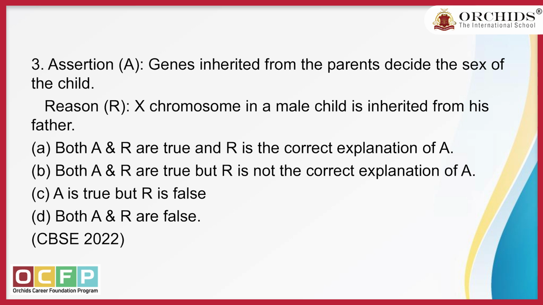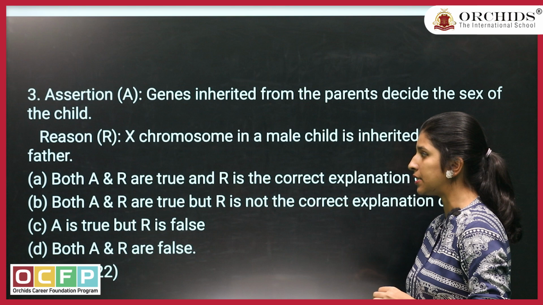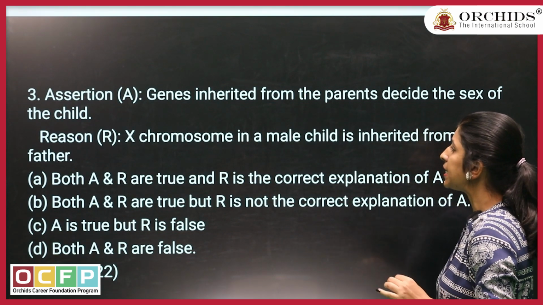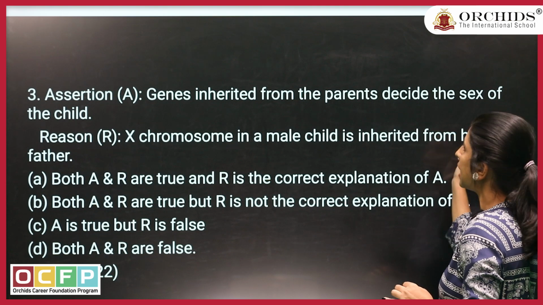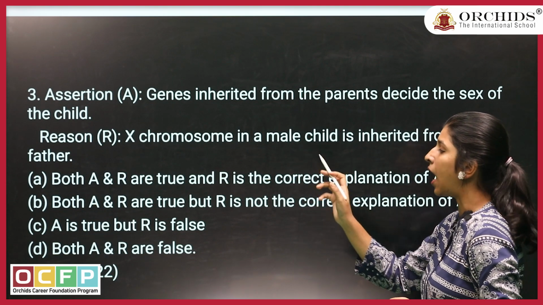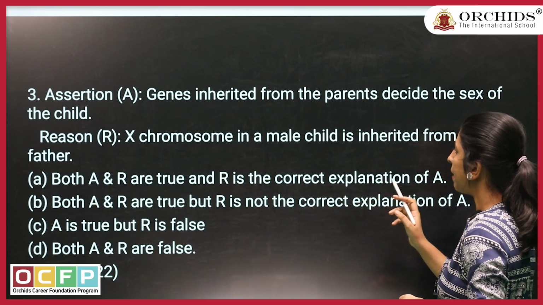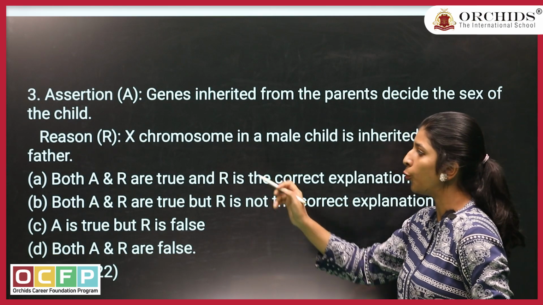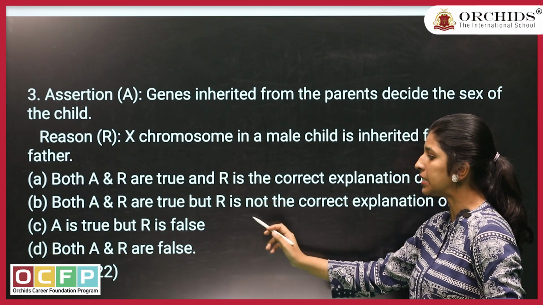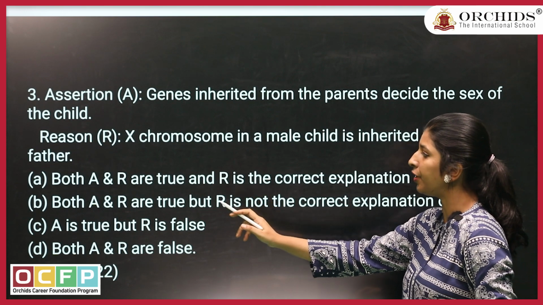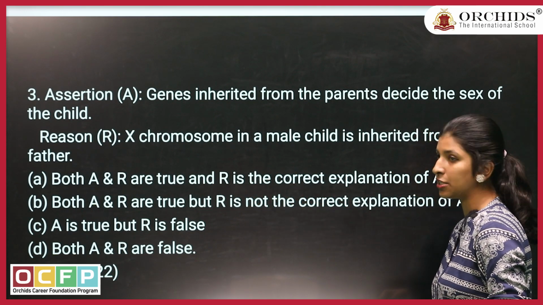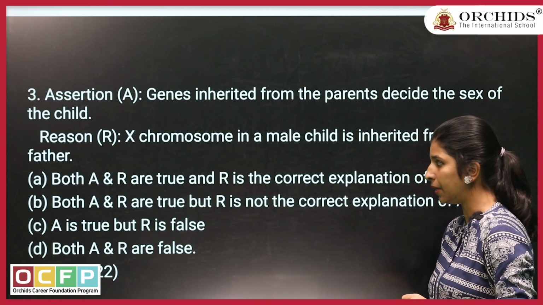Coming to the next question, we have another MCQ, but this is an assertion-reason question. We have the assertion A given here as: genes inherited from the parents decide the sex of the child, and the reason R is: the X chromosome in a male child is inherited from his father. We should find out which is the correct option. In this case, we have different options given over here, and this question is from the CBSE 2022 question paper.